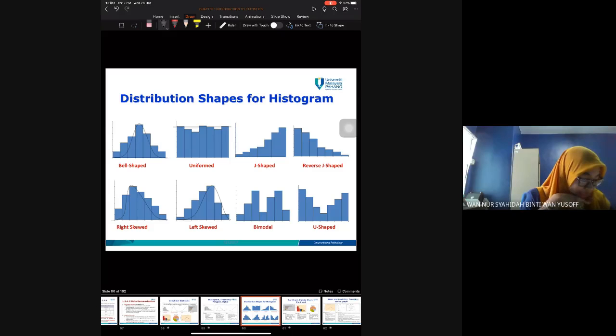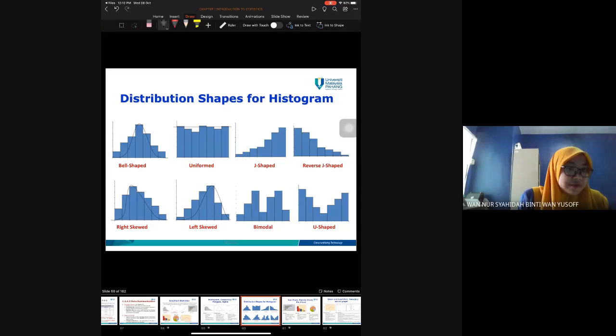Before we go to the exercise, I just want to discuss the histogram, because it is in your assignment. If you notice, I don't remember which question, but you have to construct the histogram for your data. You have 4 sets of data, which means you will have 4 different histograms. In that question, you have to determine the shape of the distribution for the histogram.